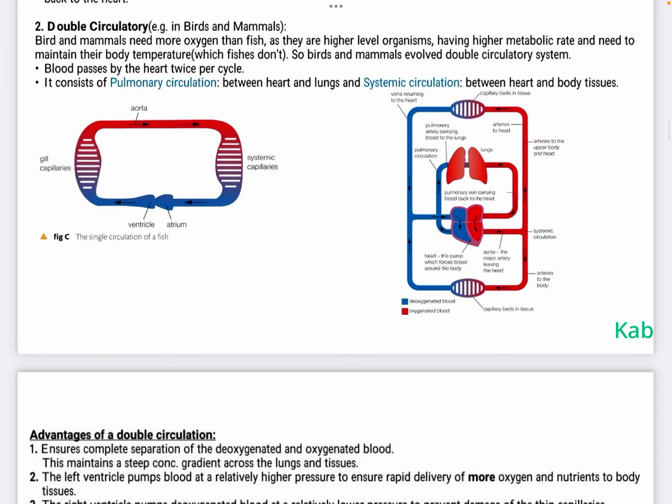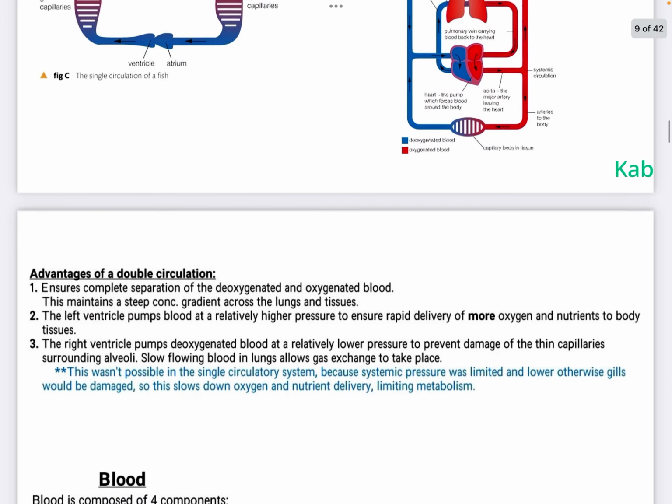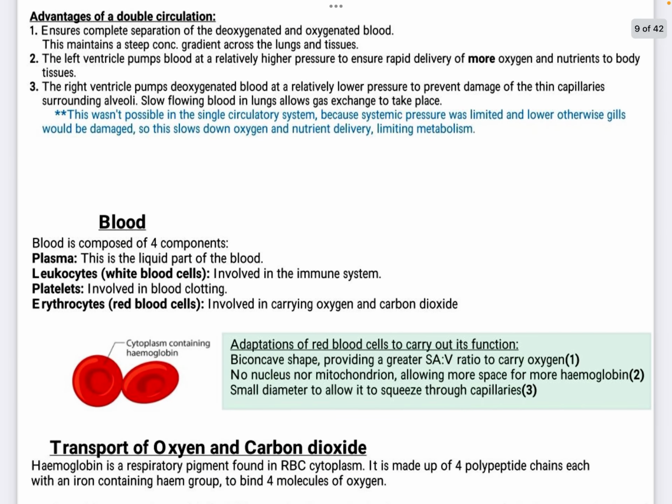Those are the diagrams. Advantage of the double circulation: it ensures complete separation of the deoxygenated and oxygenated blood. This maintains a steep concentration gradient across the lungs and tissues. The left ventricle pumps blood at a relatively higher pressure to ensure rapid delivery of more oxygen and nutrients to the body tissues.